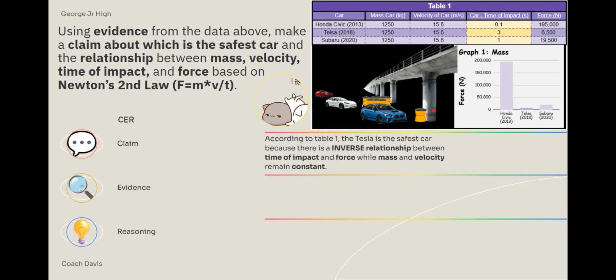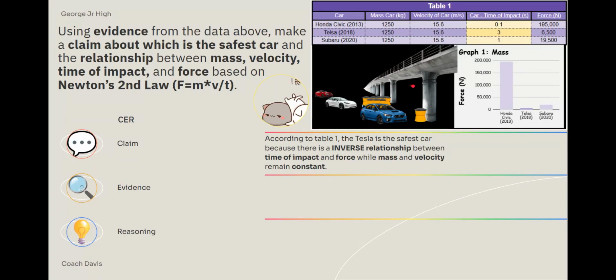So which one do you think is going to have more force? The Honda Civic, the Tesla, or the Subaru? If you said the Honda Civic, you're probably right. You're definitely right. When it hits the bridge, it's going to hit with the most amount of force. It's going to cause some major damage to the bridge as well as whoever's in the car.